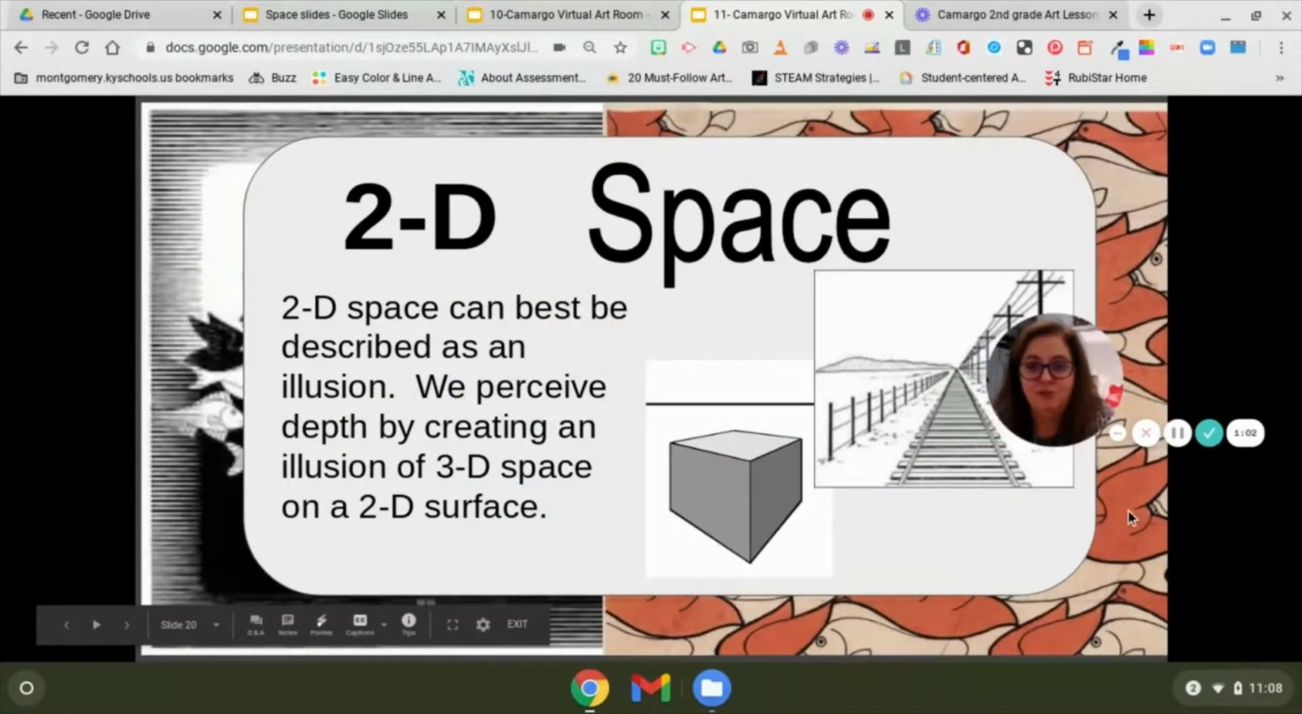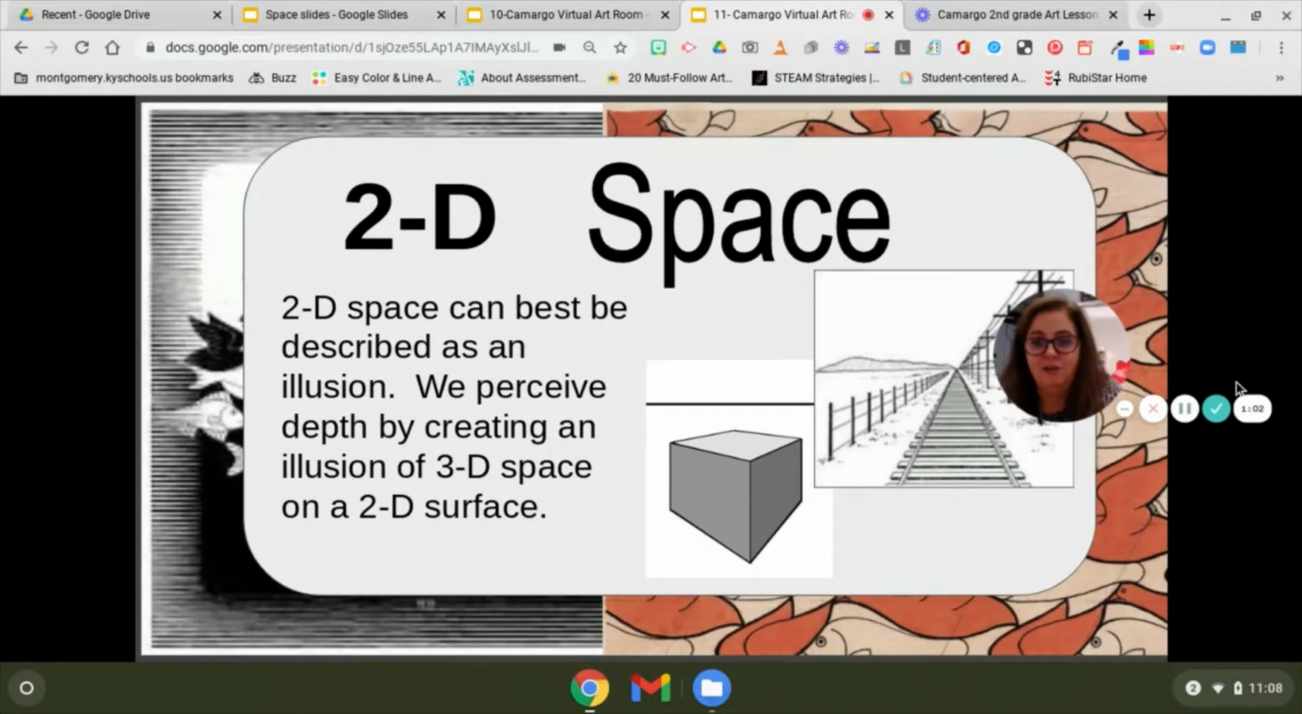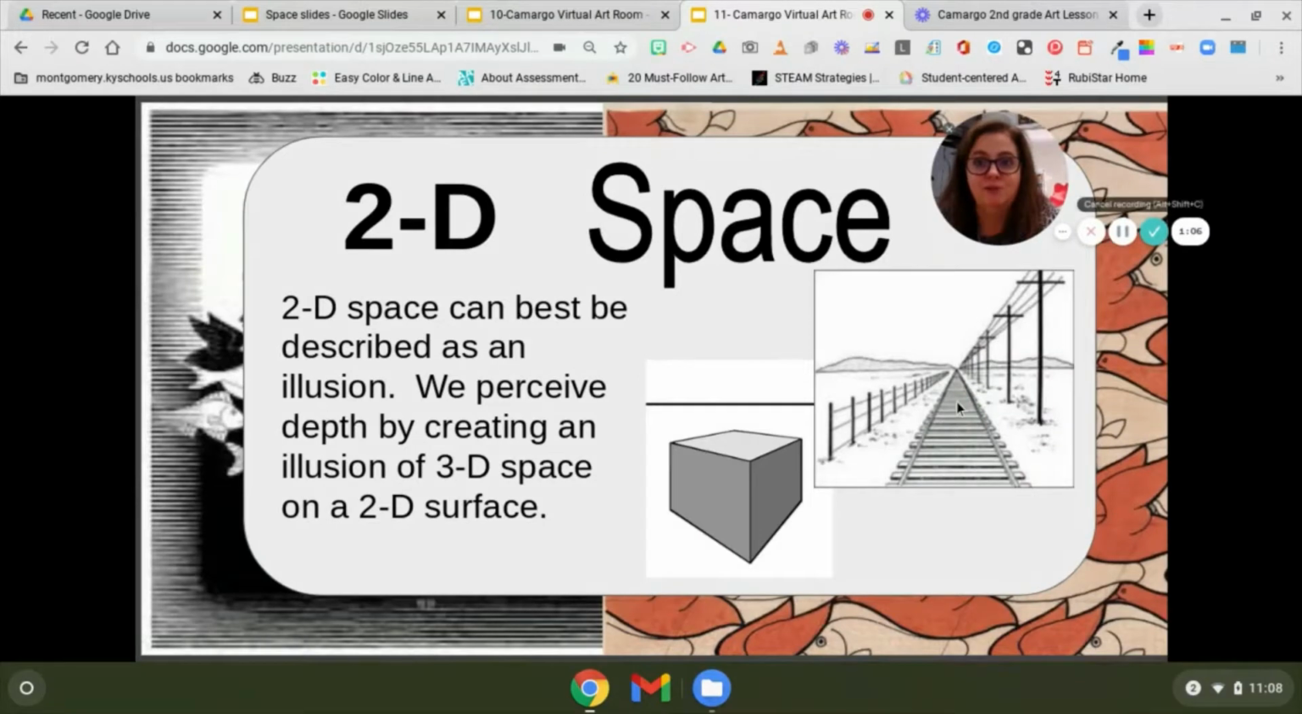There's two-dimensional space, which is the area on your paper where you try to draw and make things look sometimes three-dimensional. So 2D space can best be described as an illusion. You're trying to trick somebody into thinking that that is actually three-dimensional space. Do you see how these railroad tracks are going back into the distance? The artist is attempting to trick your eye into thinking that it is going back into space. Also, that objects in pictures are three-dimensional by the way that we draw them. So it's all about tricking someone's eye when we're talking about flat two-dimensional artwork, because you're trying to create the illusion of space on a flat surface.